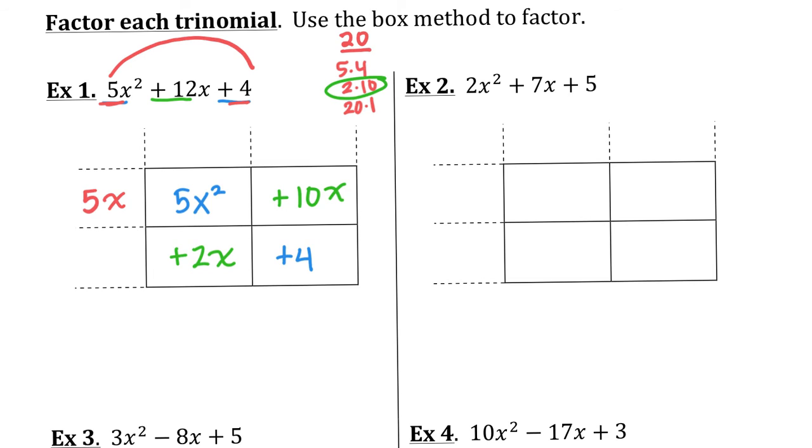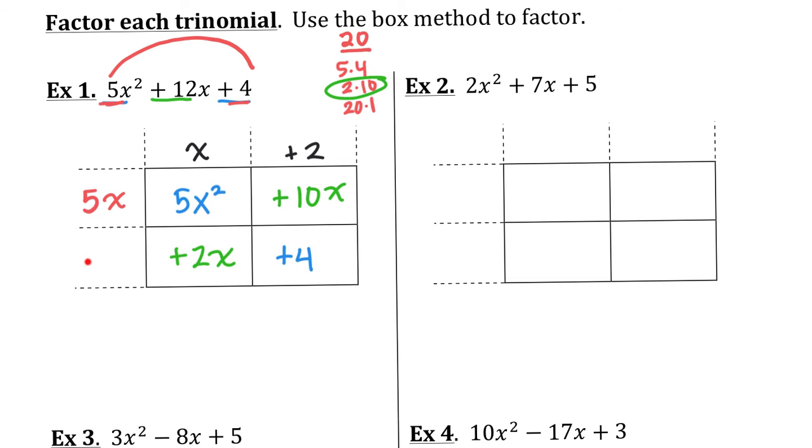Okay, now if I know this is 5x, then I can think 5x times something had to give me 5x to the second. Okay, well this must be x then, because 5x times x is 5x to the second. Okay, now I know 5x times something gave me 10x. So this must be a positive 2.